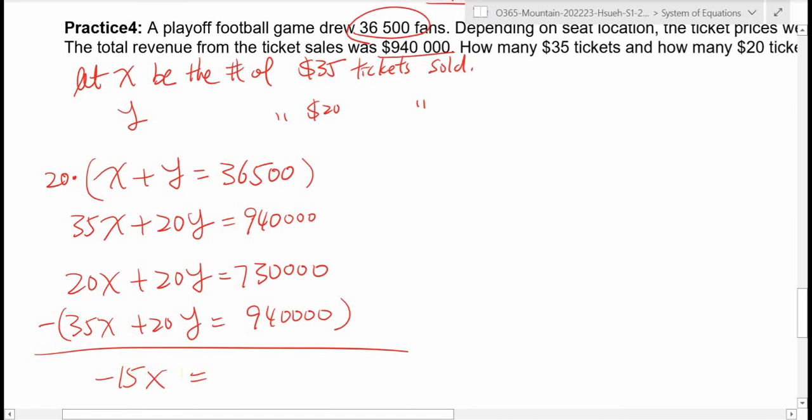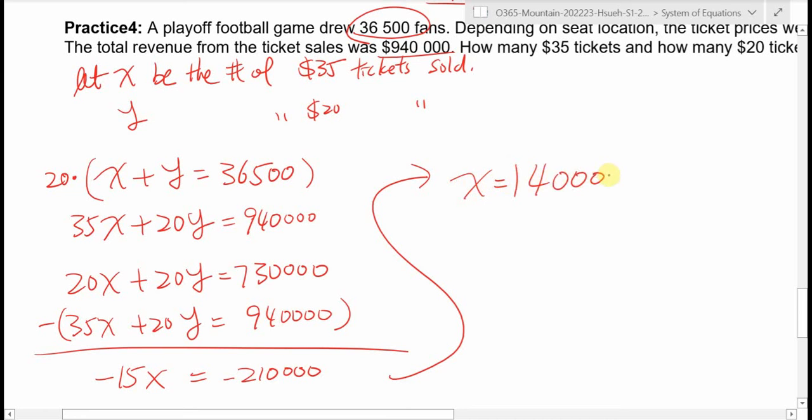Okay, 20y minus 20y is 0. 730 minus 940 is negative 210,000. Now, you divide both sides by negative 15, you should get 14,000, I believe. Let me double check with the calculator. I believe it's 14,000. But I don't want to make myself look like a fool, so, oh, there you go. I just made myself look like a fool.